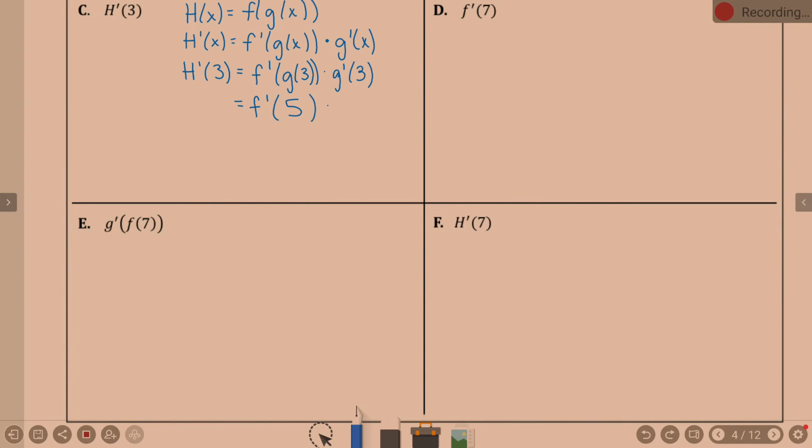G prime of 3, could we do g prime of 3? Didn't we already do g prime of 3? That's our answer for part A, yes. But what happens when we go on to the next step? We just talked about in the last part the f prime of 5. That hard corner does not exist. And so if f prime of 5 does not exist, then we're going to have to say that h prime of 3 does not exist.